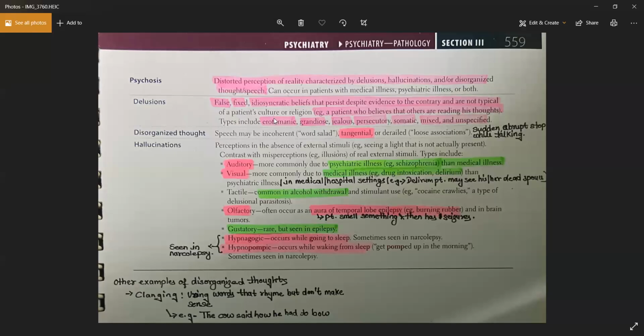There are many types, but you don't need to know every specific type. Just know they can be erotomanic, grandiose, jealous, persecutory, somatic, mixed, or unspecified. Second, you have disorganized thought, in which the patient can have word salad.